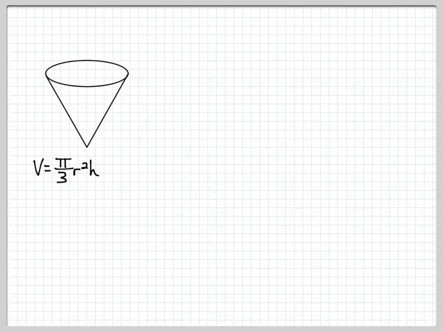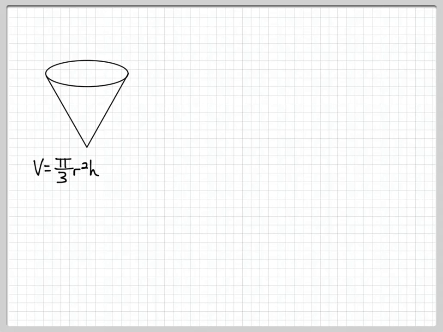Hey everybody, in this video we're going to continue to look at implicit differentiation. We're going to see how it relates to various applications, and we're looking at what's called related rates. So related rates are when you have one formula or one equation that's got multiple variables in it.